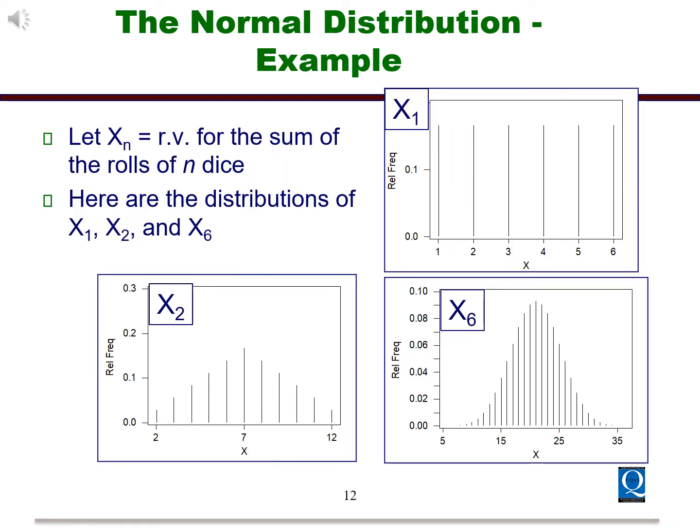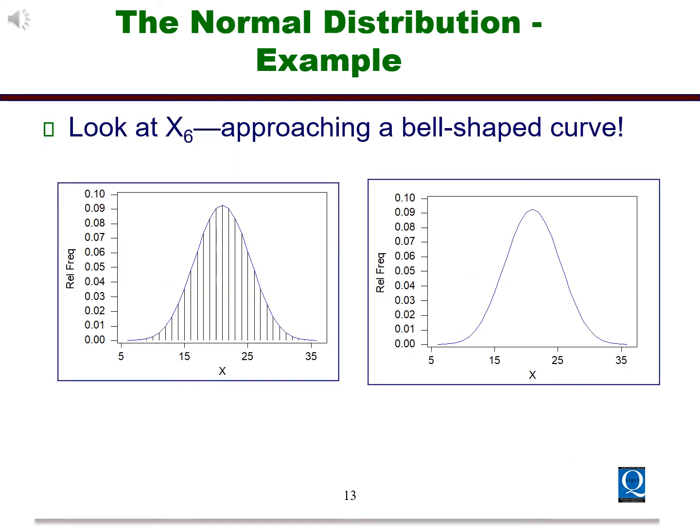If x sub n is a random variable representing the sum of rolling n dice, then on the slide there are the distributions for x1, x2, and x6. Notice that for x1 we have what we call a uniform distribution. Each of the 6 outcomes has equal probability. Now as we add more dice, we get a distribution that is becoming more and more symmetric. By the time we get to the sum of all 6 dice, we see a nice bell-shaped curve. We would consider this a normal distribution.